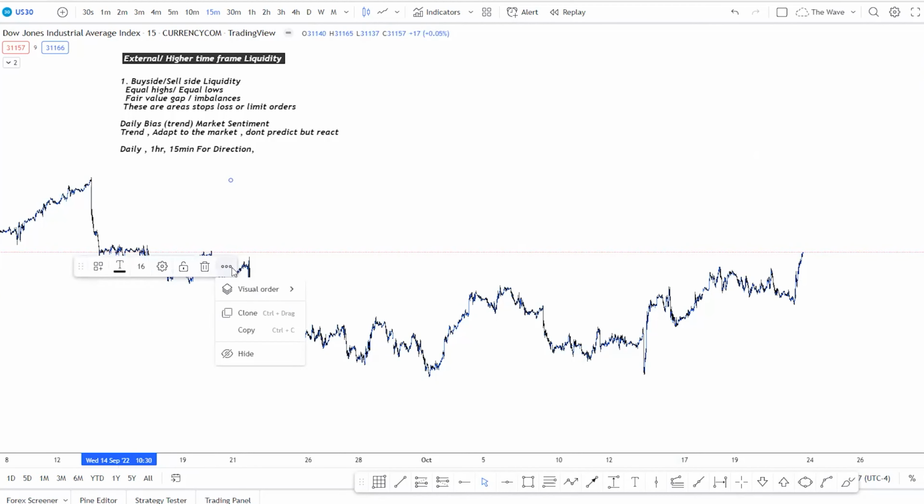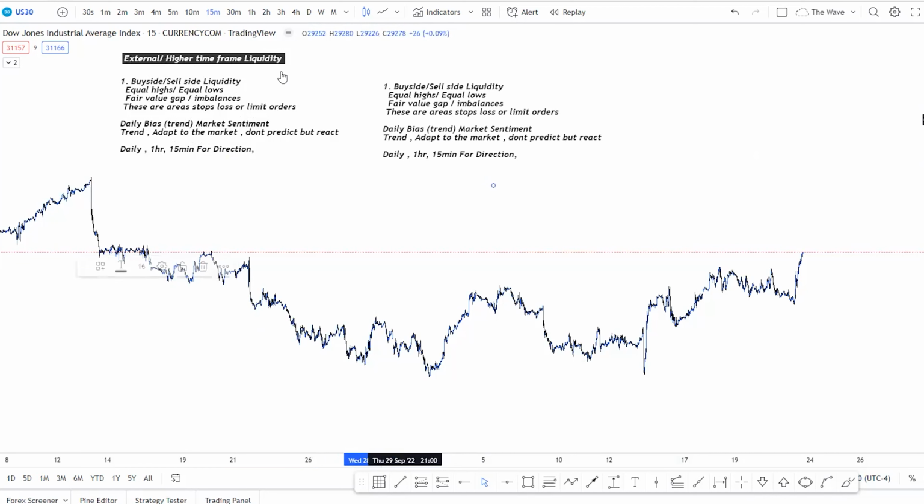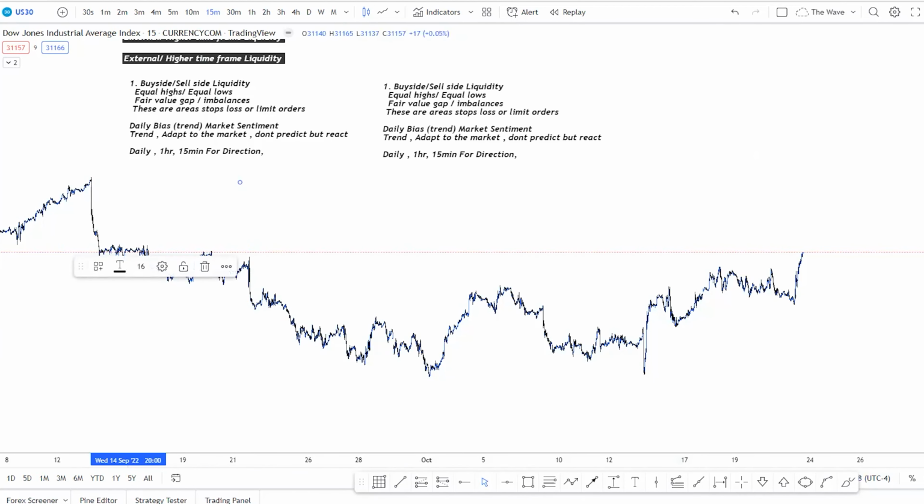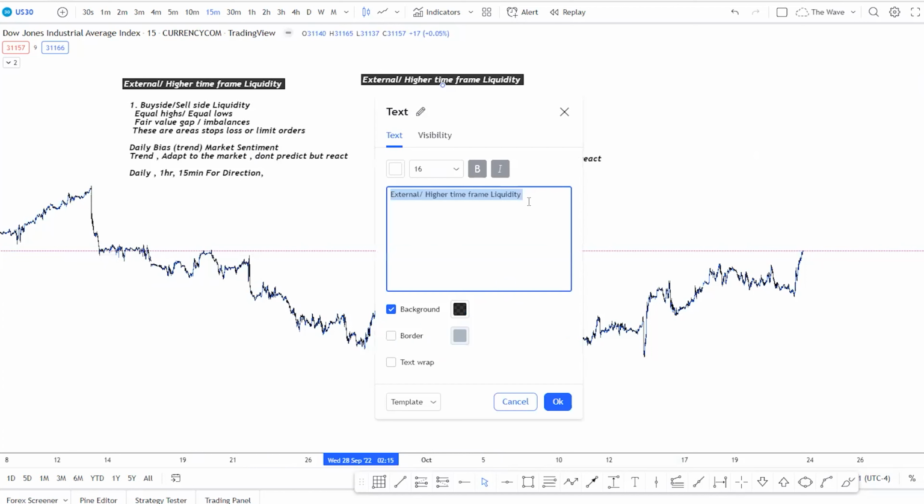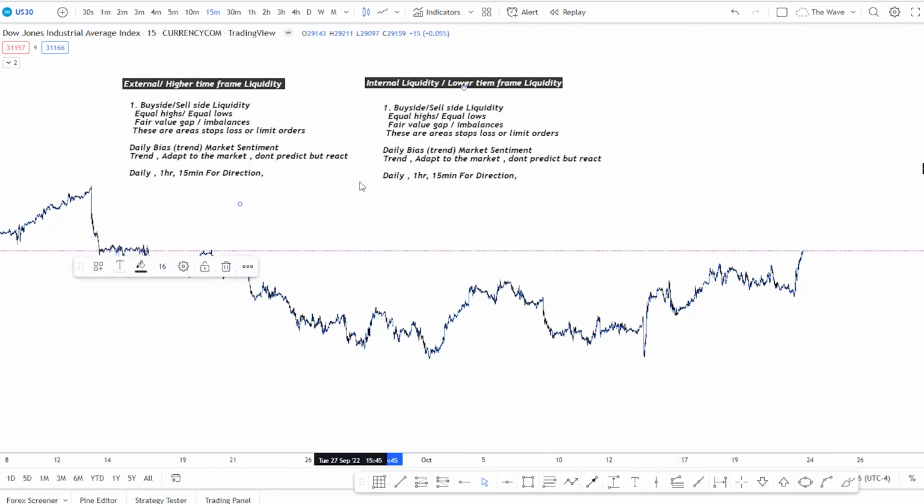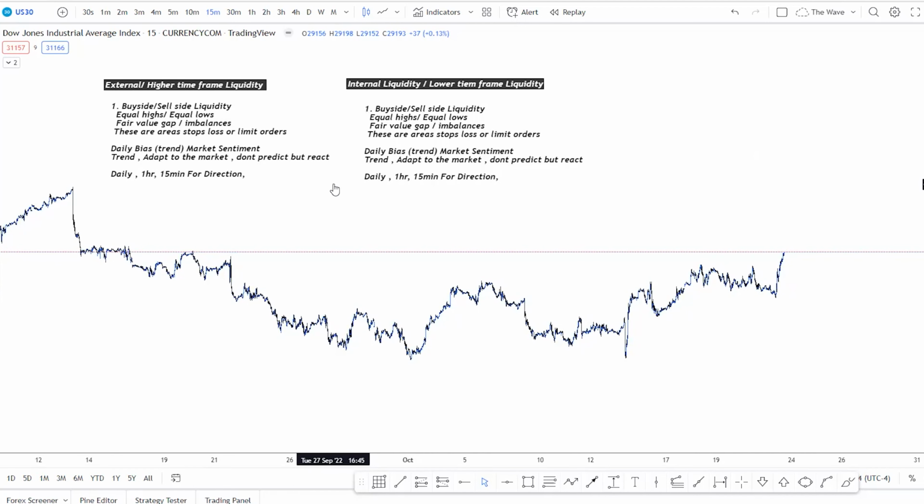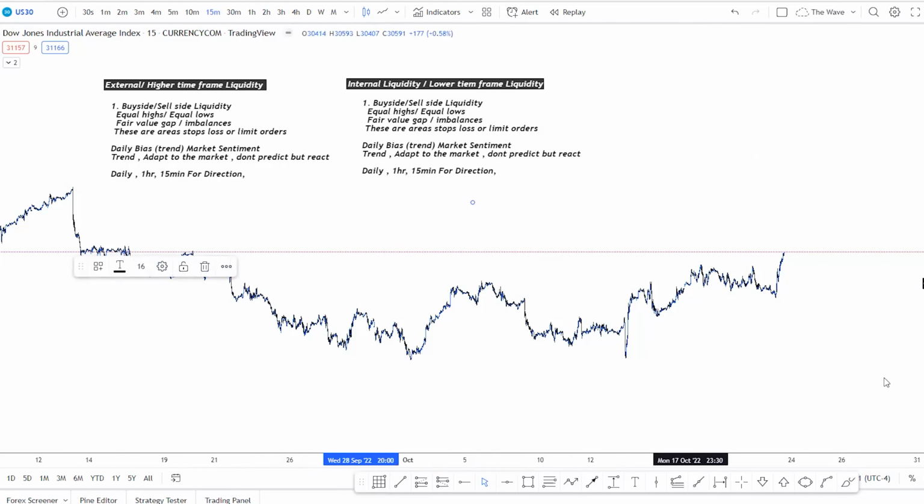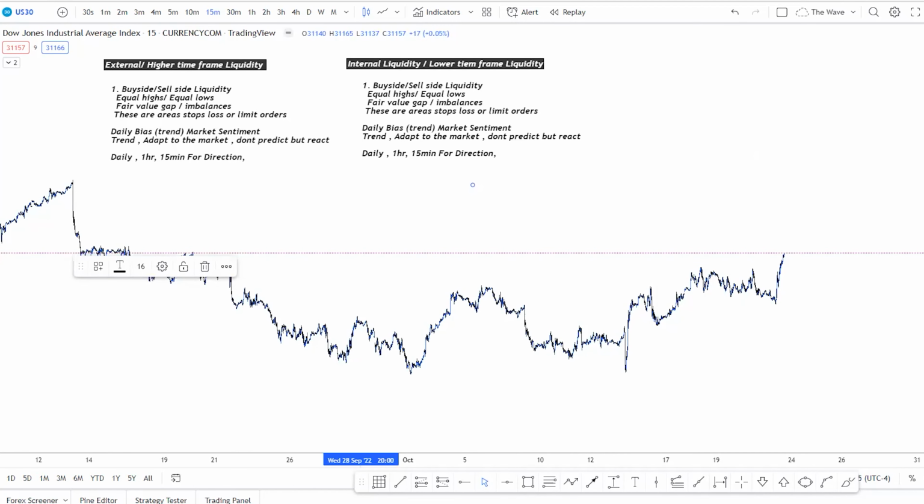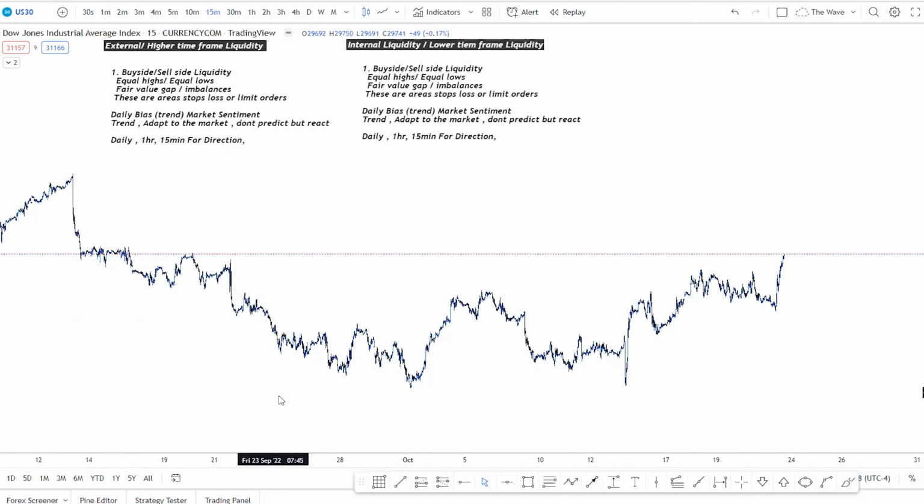Now this can also be used for internal liquidity, okay? Meaning internal liquidity or the lower time frame liquidity. So this is considered your traditional top-down analysis. What we did on the daily was the higher time frame to get our direction, right? So knowing that, we know we're bullish. Now you do the same thing on the 15-minute time frame, the same thing we just did on the smaller time frame.